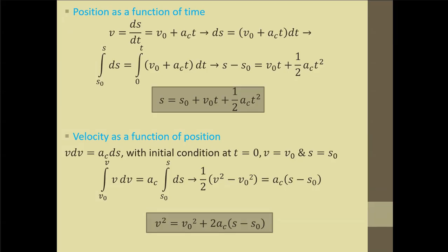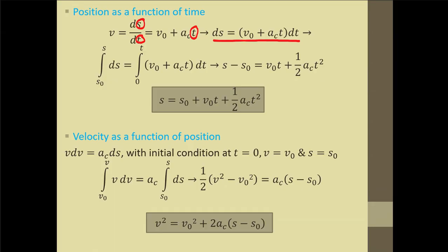Position as a function of time. Instantaneous velocity is ds over dt, right? And we already solved for instantaneous velocity in the previous slide, which is v0 plus a_c t. Then on the right-hand side, v0 is initial velocity, which is constant, and a sub c is constant. We have the t variable. Whereas on the left-hand side, we have the s variable, and the t variable again, mixed. To separate the s variable and t variable, we multiply both sides by dt. In other words, we solve for ds. Then this is ds.